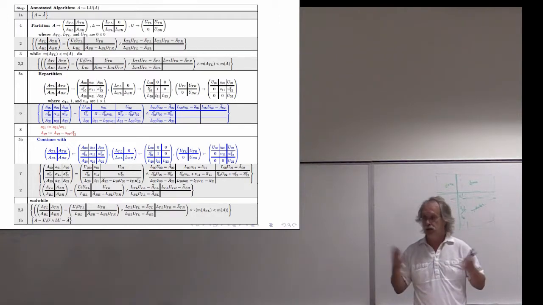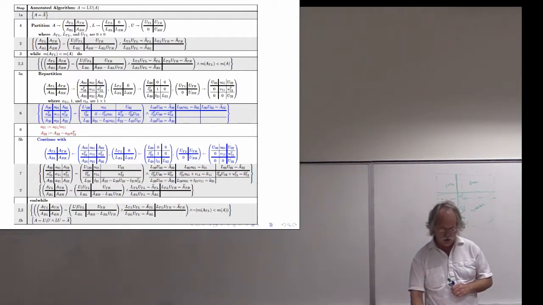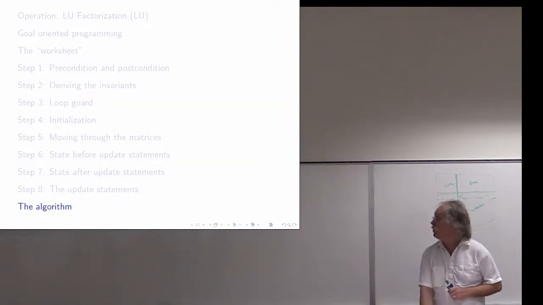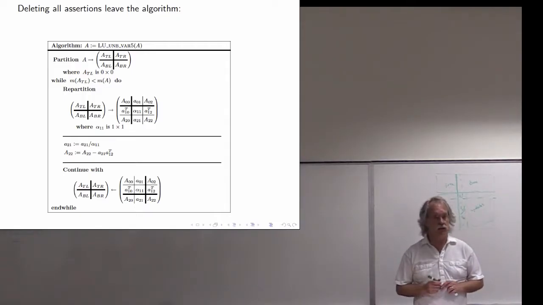As a matter of fact, we don't even need to implement it, right? It's correct. And then what do you do? You throw away all of the parts of this worksheet that have to do with the proof of correctness, and you're left with the algorithm that we saw before.